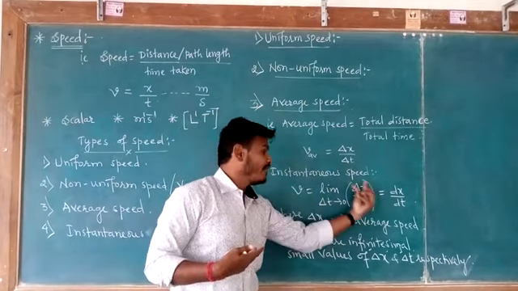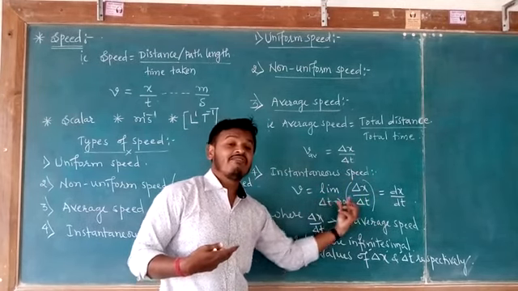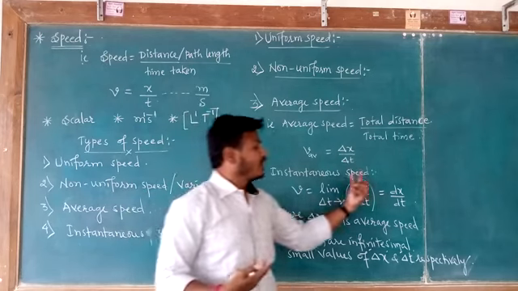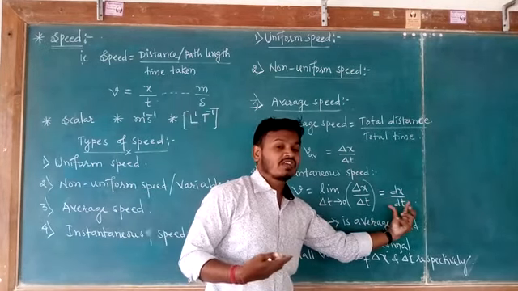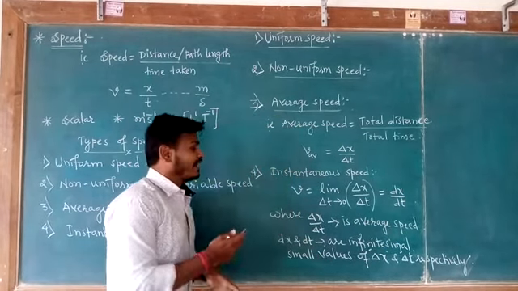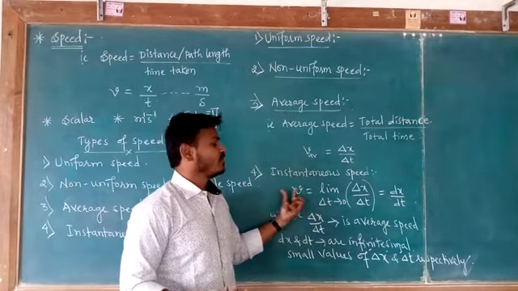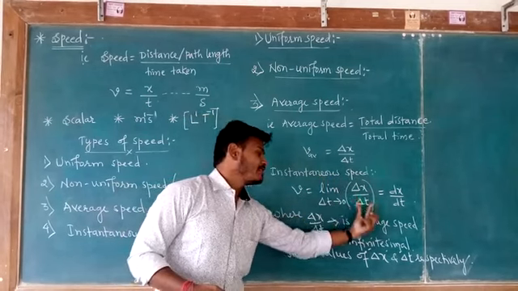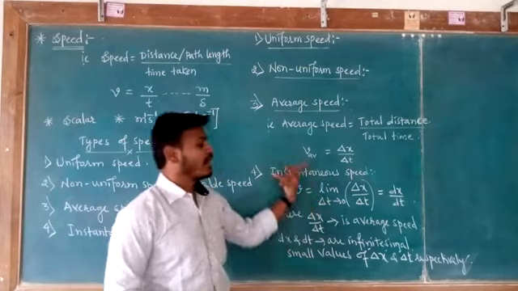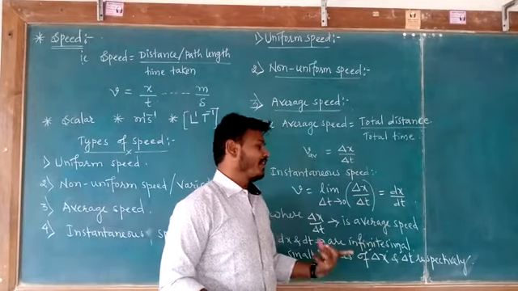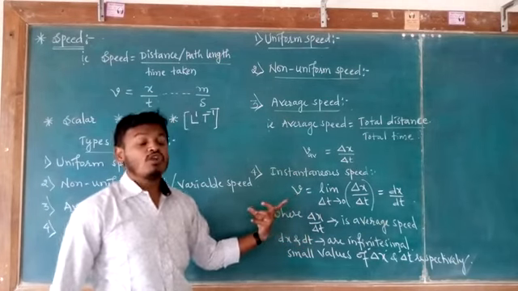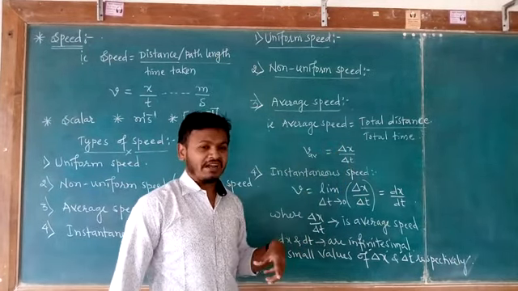The limit of average speed as the time interval becomes infinitesimally small is known as instantaneous speed. In other words, the time rate of change of distance covered by a body is known as instantaneous speed. Generally, instantaneous speed can be represented by v is equal to the limit of delta x by delta t as delta t tends to 0. You can write this equation as dx upon dt, where dx and dt are the infinitesimally small values of total distance and total time taken respectively.